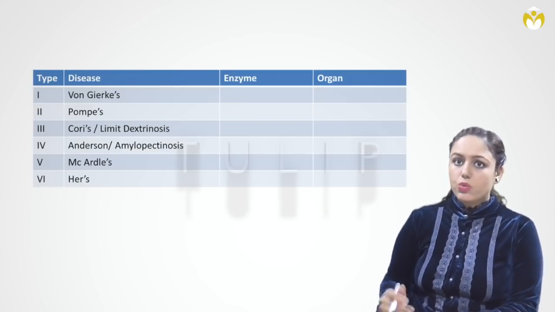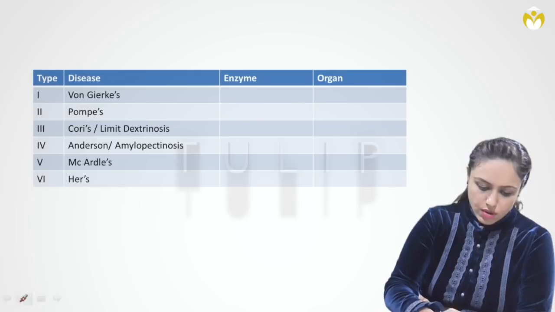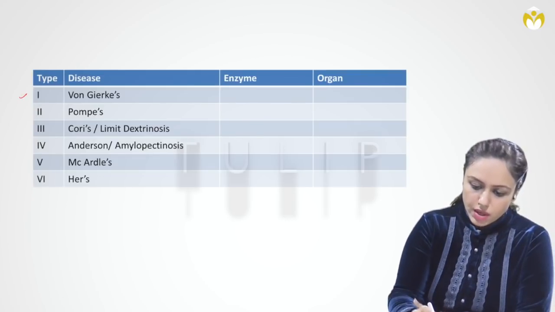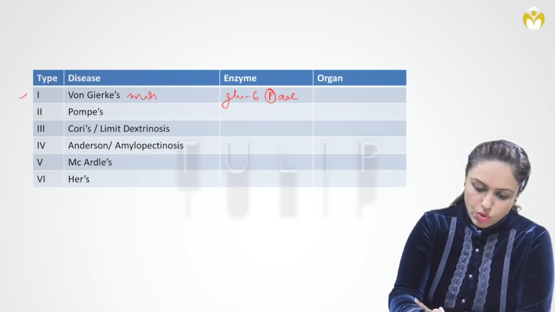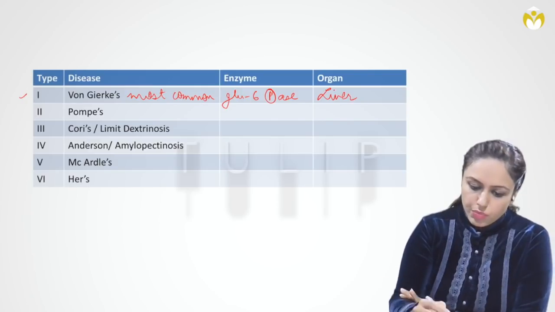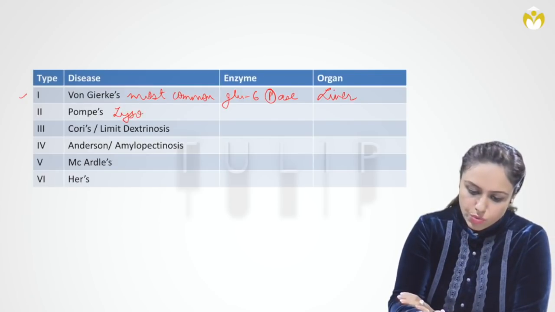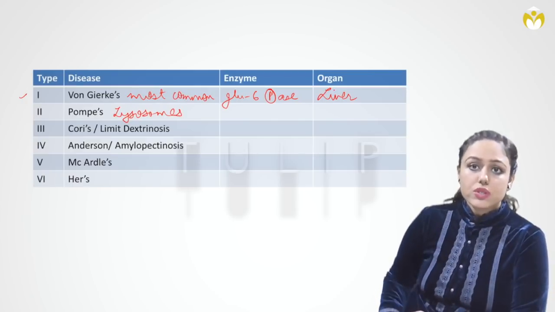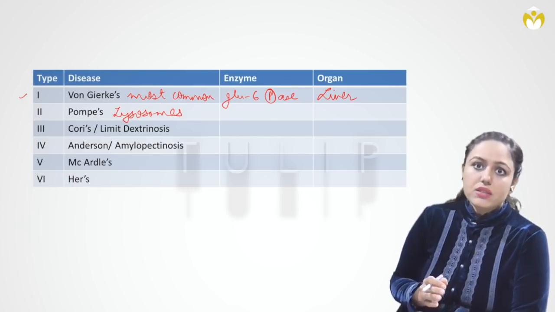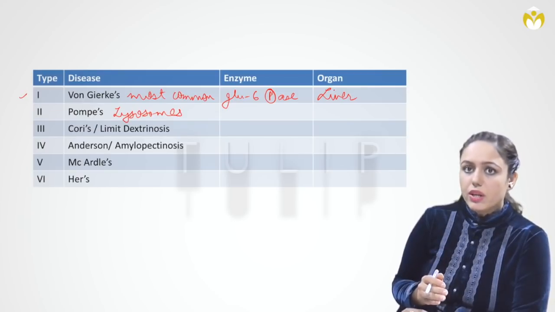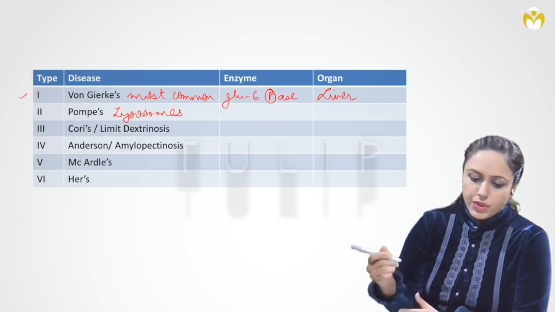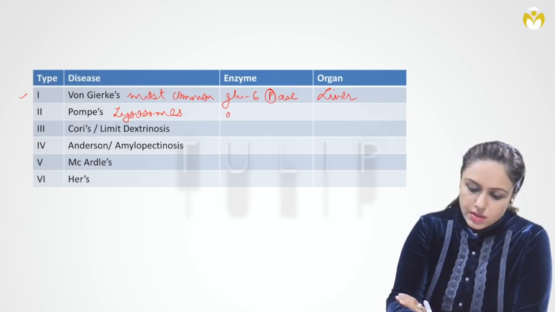So let's quickly look at all the glycogen storage diseases here. Type 1 is von Gierke's disease. I told you the enzyme deficient is glucose-6-phosphatase. It is the most common glycogen storage disease. The organ affected is only the liver. Then type 2, Pompe's disease, affects lysosomes. Only type 2 glycogen storage disease affects lysosomes, and any other glycogen disease will affect which organelle? Yes, cytoplasm, right? Now, in Pompe's disease, the enzyme deficient is acid maltase.